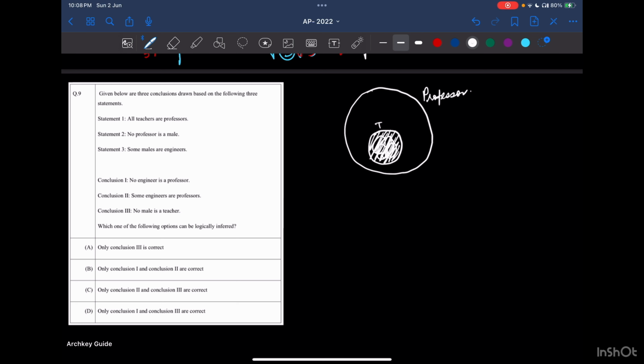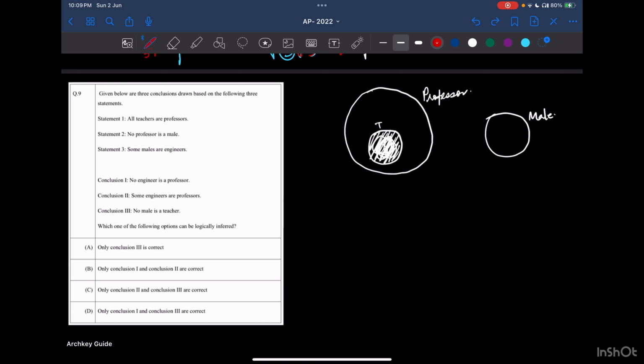which means all teachers are professors. Clear? No professor is a male. It means that male यहाँ पे आ जाएगा because they are both not joined. अगर मैंने इसको यहाँ बनाया होता तो क्या होता? That male are professors also and teachers also. But that is not the case. That has been given in the question.